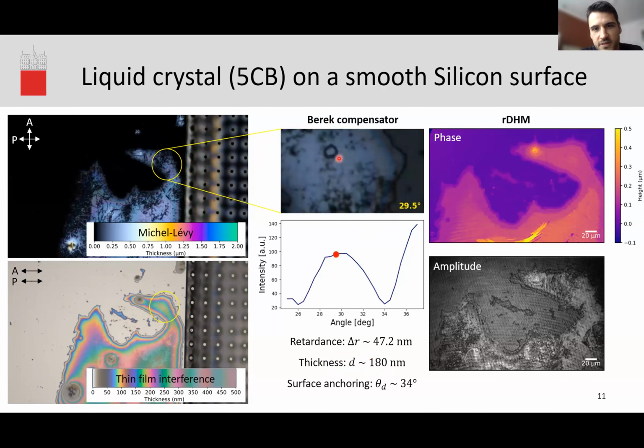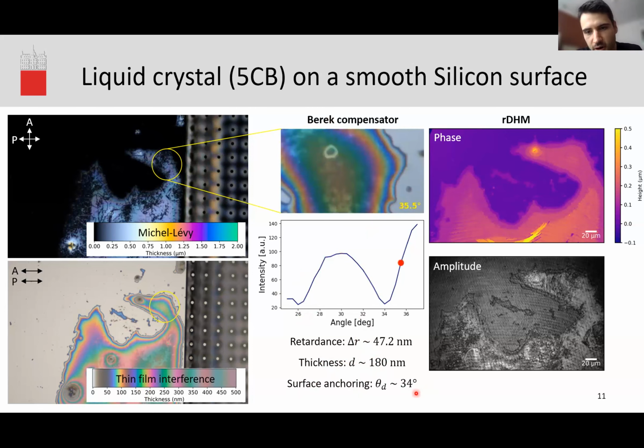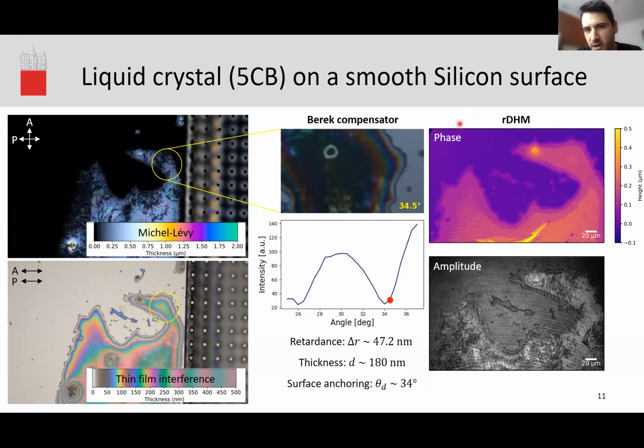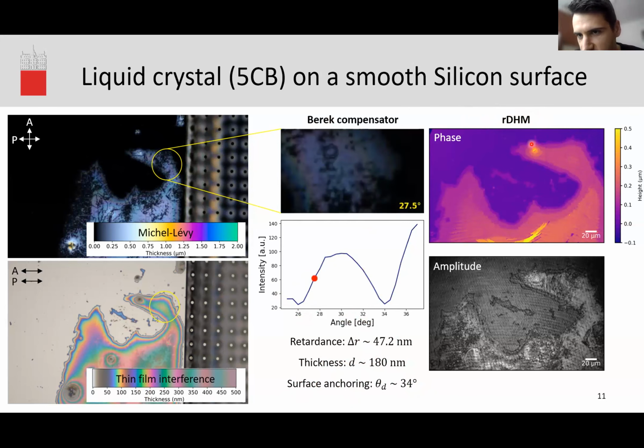And using the Berek compensator, where we can see the measurement being performed here, we can get a surface anchoring angle of around 34 degrees. So that would mean that we are making around 2% error for using digital holographic microscopy to determine the thickness of our liquid crystal.